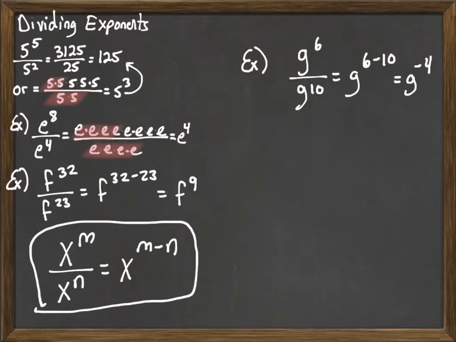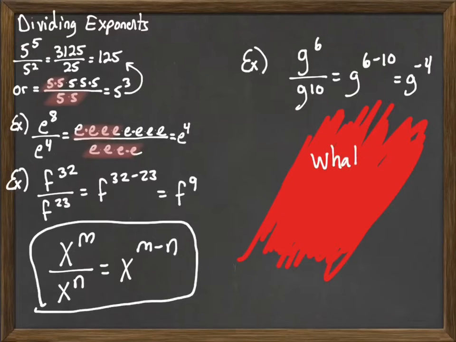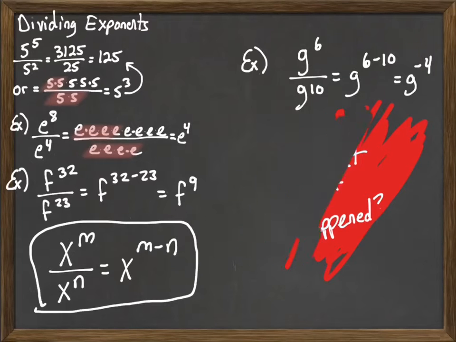But 6 minus 10 is negative 4. So we get a g to the negative 4. And we say to ourselves here, what just happened? Because that's just weird. How can you multiply something times itself a negative number of times? Right? How does that make sense? That doesn't fit with our definition of exponents. It's just weird. So what the heck's going on here?